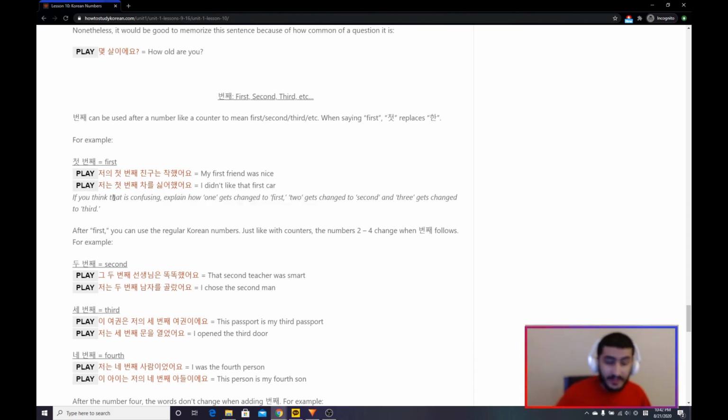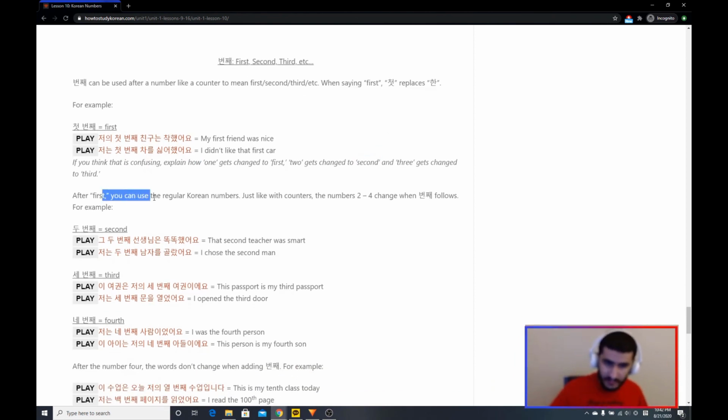Oh yeah, so if you think this is confusing, why is it 첫 번째 instead of like 한, 두, 하나, 둘? Just think of it like this. One gets changed to first, 2 gets changed to second, 3 gets changed to third. So when we're talking about first, second, third, it also changes in Korean. After first, you stop using 첫, and you're going to see 첫 in different places, so you're going to get comfortable with it. So don't worry too much about it.